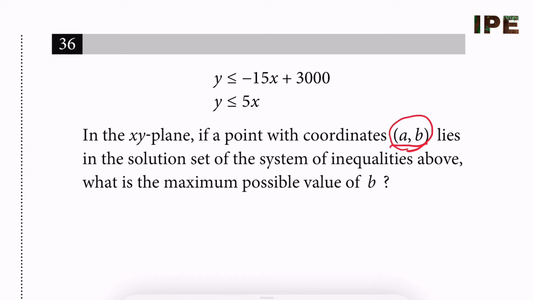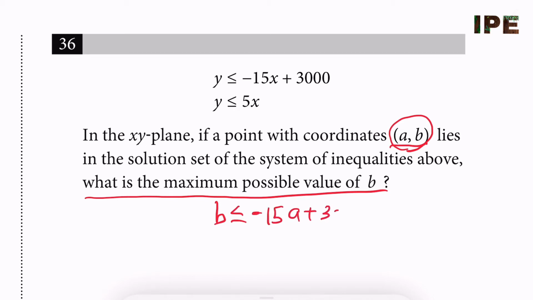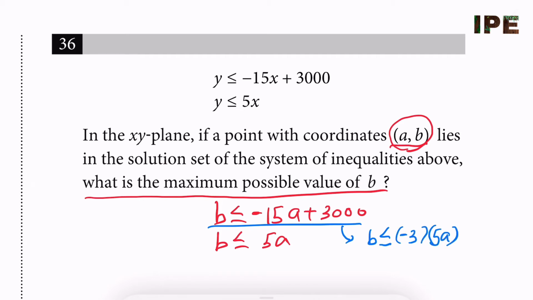And what is the maximum possible value of b? Basically, I'm going to plug in a for x, b for y. So b is less than or equal to negative 15a plus 3000. The second inequality is b is less than or equal to 5a. I'll change this part: b is less than or equal to negative 3 times 5a plus 3000. That makes sense, right?